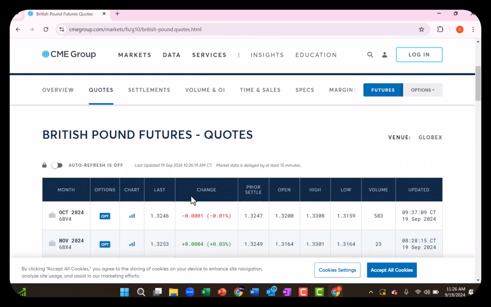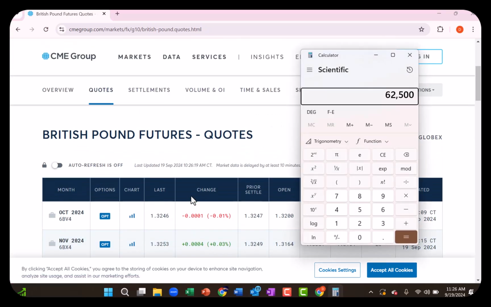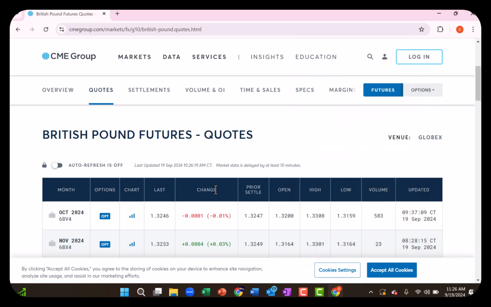So 62.5 times 1.3246. You're actually putting up 2.3%. It's even a little bit less than the Swiss franc as margin. But these are daily settled in the following sense. Let's say the current quote is 132.46. All right. I opened a long position.